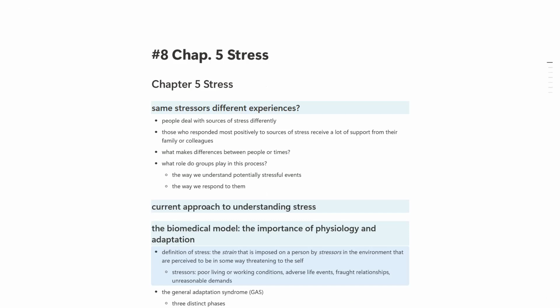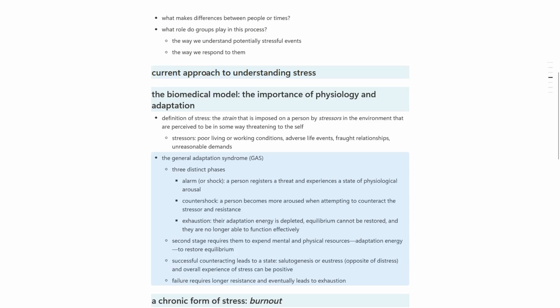I have been saying stressors. What are stressors? Different things can be stressors, such as poor living or working conditions, adverse life events, poor relationships, unreasonable demands. As I will say, probably in the next videos, any kind of life event can be a source of stress, which is a stressor. But it depends on how you understand and perceive such a stressor. Depending on how you perceive an event that can potentially be a stressor, you will experience stress from that event, or you are just okay with it.